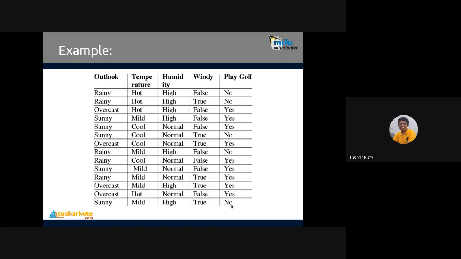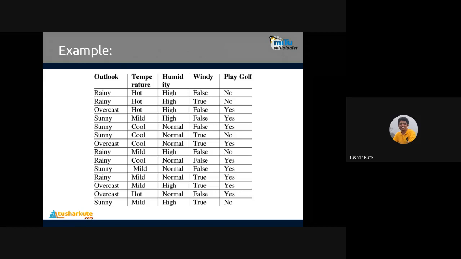14 rows are there. Out of it, he has played the game 9 times. You can see, yes, 1, 2, 3, 4, 5, 6, 7, 8, and 9. And the remaining 5 are no, which means he has not played 5 times. He has played 9 times. 14 situations are present in it.